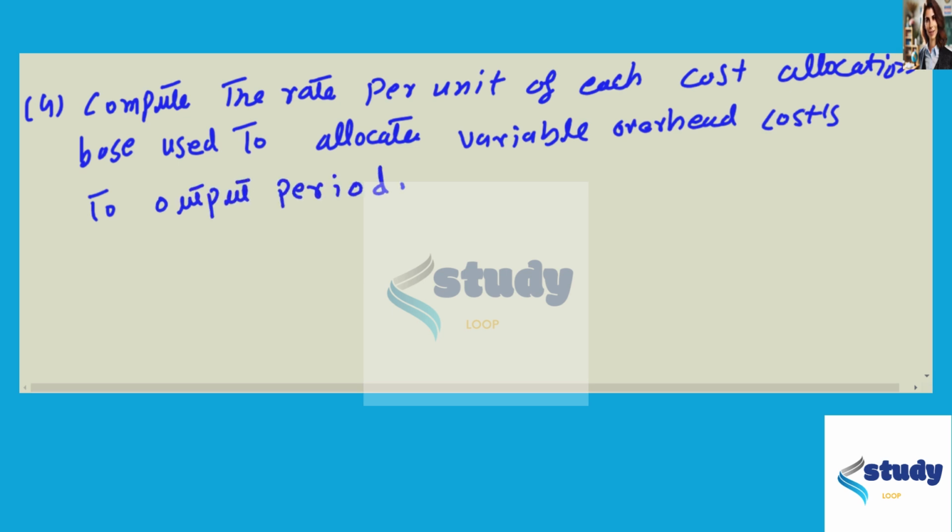So these are the four steps in developing a budgeted variable overhead cost rate.